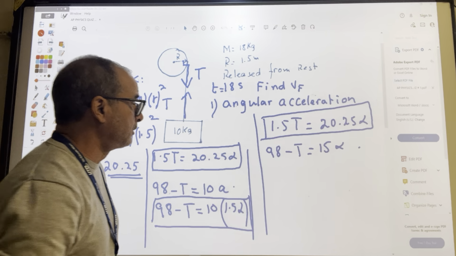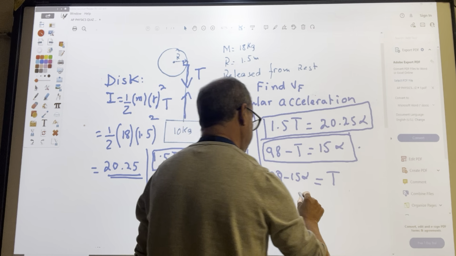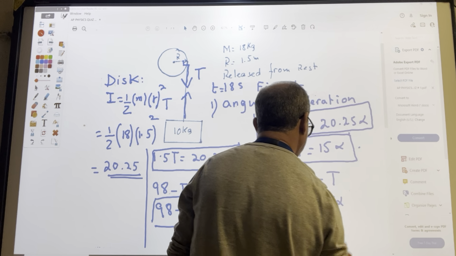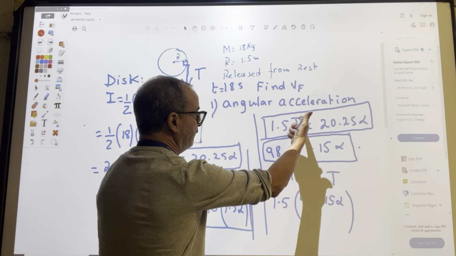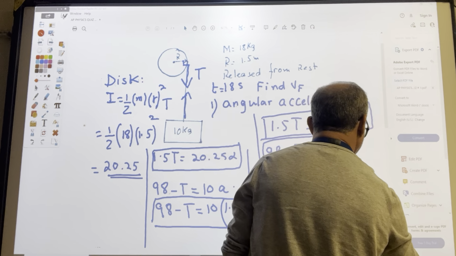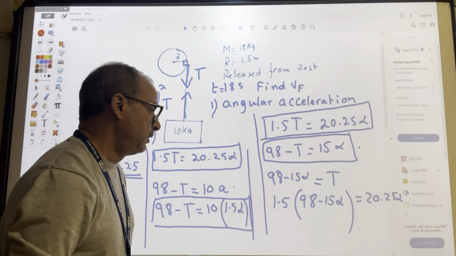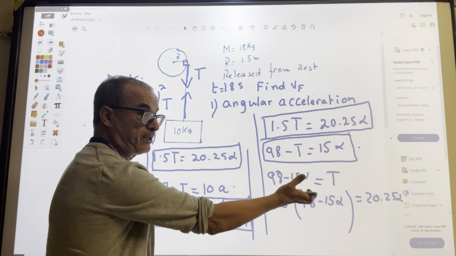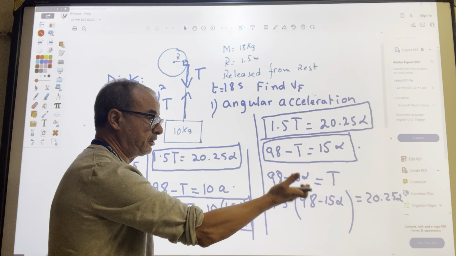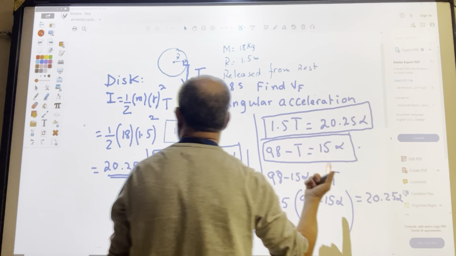So now I put this T back in the first equation right here. So I have 1.5, but instead of T, I'm going to write this 98 minus 15 alpha. So 1.5 times T, but T now is 98 minus 15 alpha, equals to 20.25 alpha. All right, so I'm going to fix that and I get the alpha. Any questions? No excuse for not knowing how to do that. We'll just have to solve for alpha. That's an equation, one variable, alpha. And that's what we're trying to get.